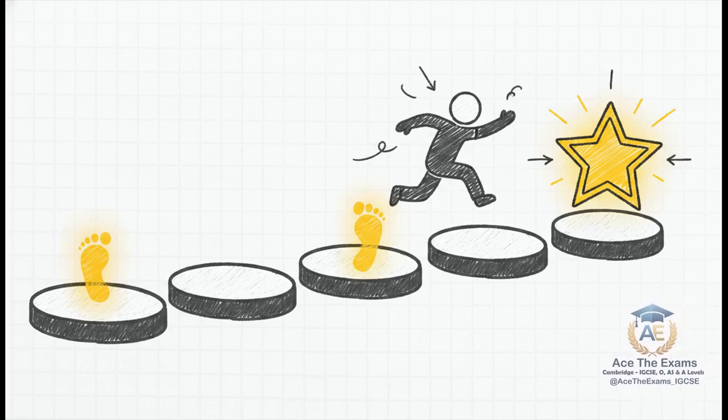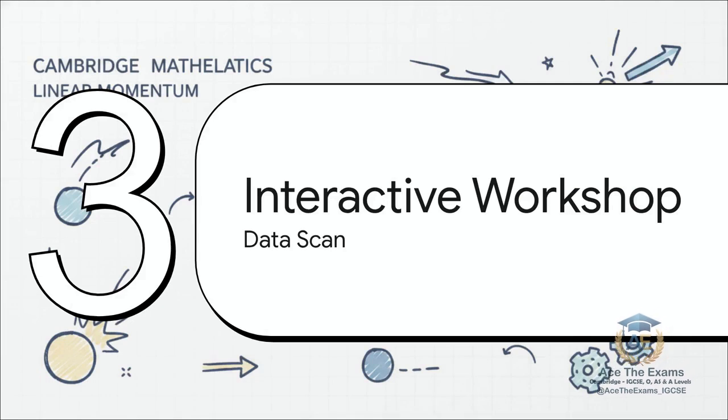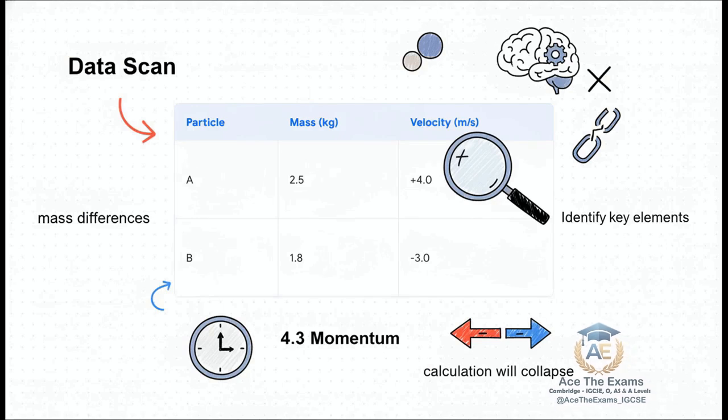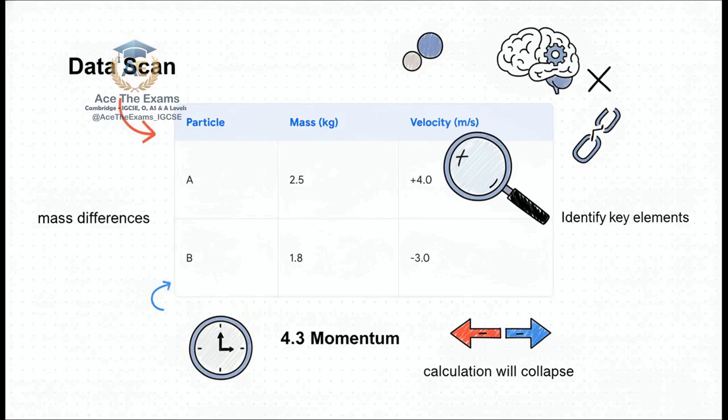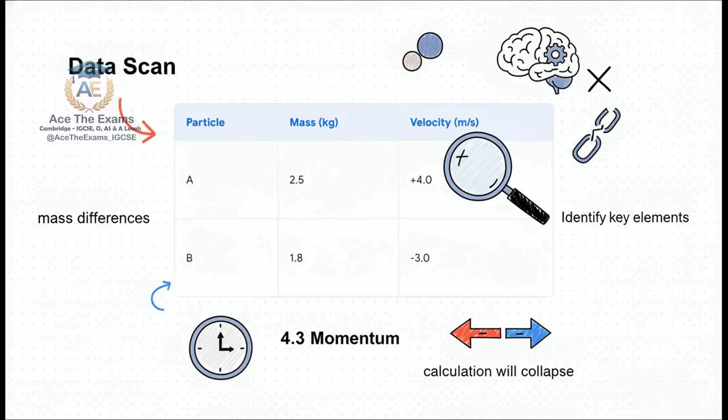All right, let's put this into practice and move to Section 4, Interactive Workshop and Data Scan. I want you to look at the screen and perform a really quick data scan of the table we're looking at right now. In 4.3 Momentum, your data interpretation skills are absolutely critical. You have to be able to extract values rapidly and accurately from texts and tables.